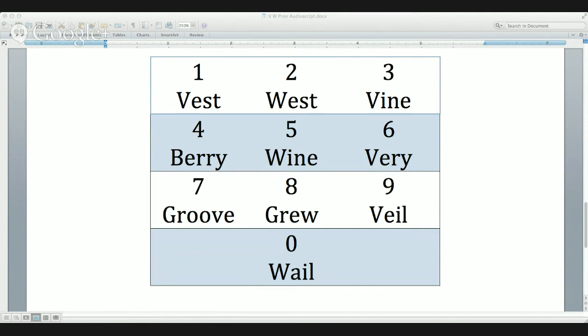All right, I see Jade and Albus. Do you want to read it again, Peter? Yeah. Best, west, vine, berry, wine, very. And maybe just one more time, a little more slowly, so everyone can find the numbers. Okay. West, west, vine, berry, wine, very.